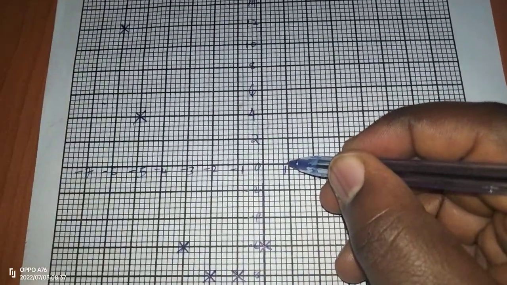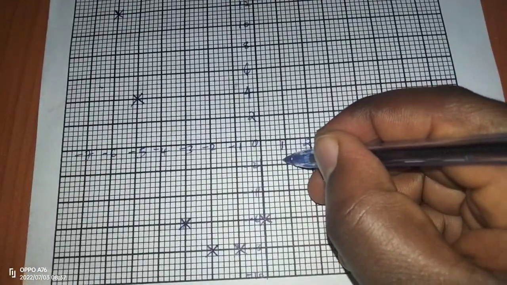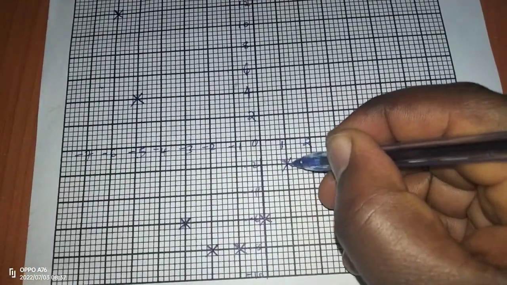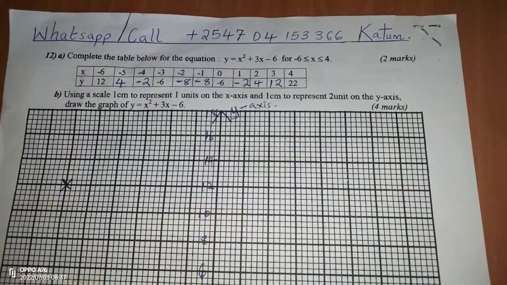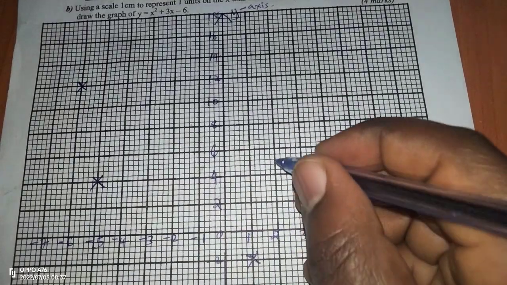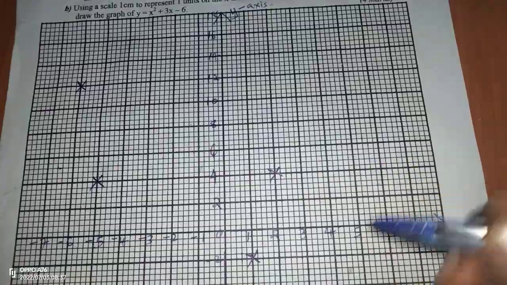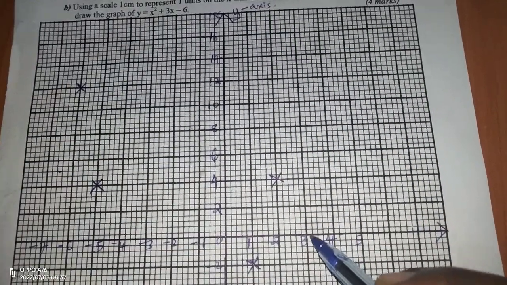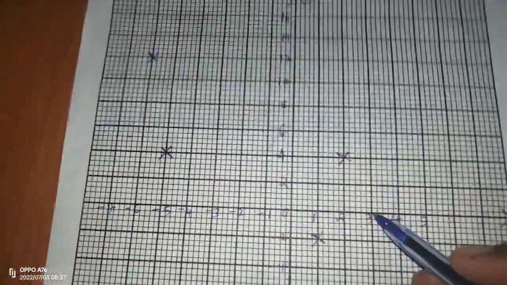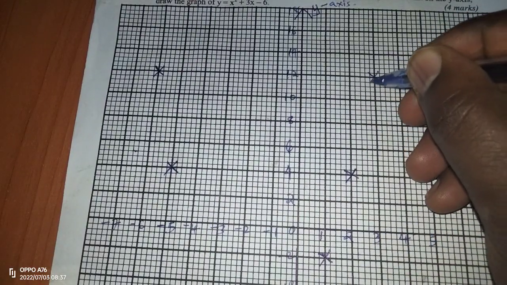At 1, according to the table, we have -2. This is the point. At 2, we have +4. So at 2, we have +4, which is here. And at 3, we have +12. At 3, +12.